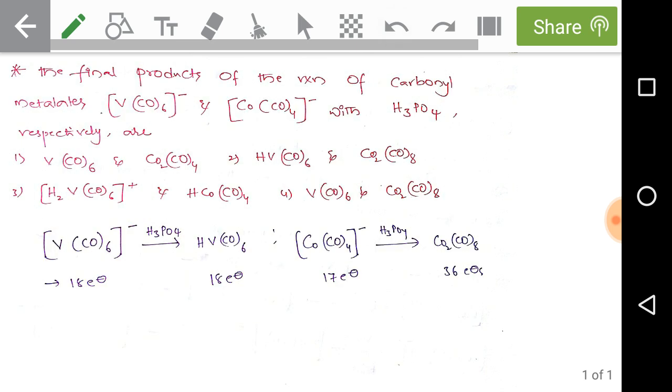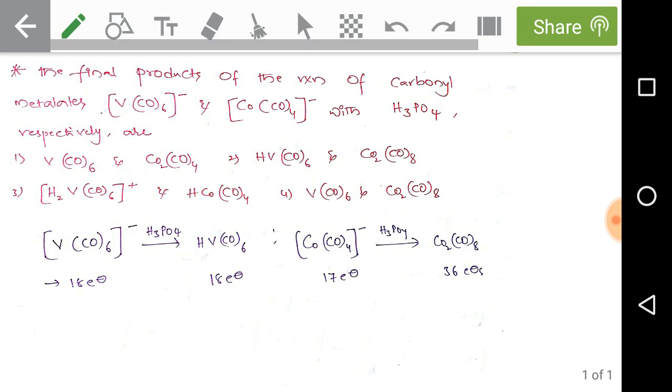The final products of the reaction of carbonyl metalates like vanadium and cobalt complexes are given, and they are reacting with phosphoric acid respectively. That means we need to find the final products of the reaction of phosphoric acid with the vanadium and cobalt carbonyls. Right, here just observe the reaction.